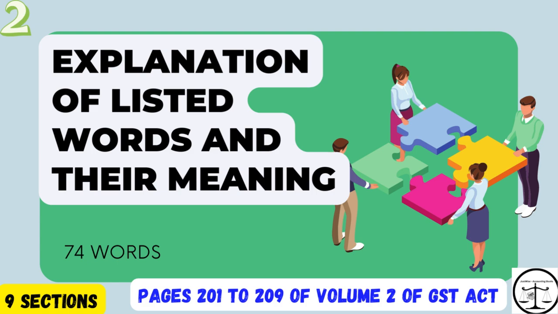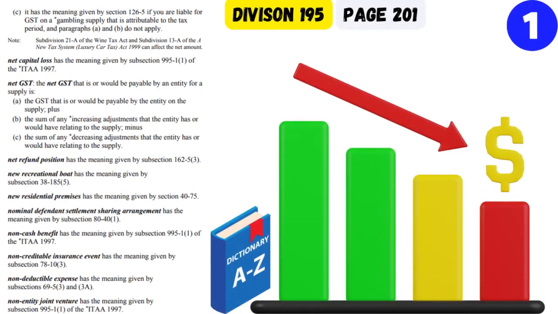We will have 3 parts and 9 sections explaining words for this video, 1 section for each page of the GST dictionary mentioned in this video. Section 1. We will explain these words on screen in section 1 of this video, that is page number 201. You can find these words on page 201 in Division 195 of GST Act Volume 2. We will discuss these words from the GST Dictionary.